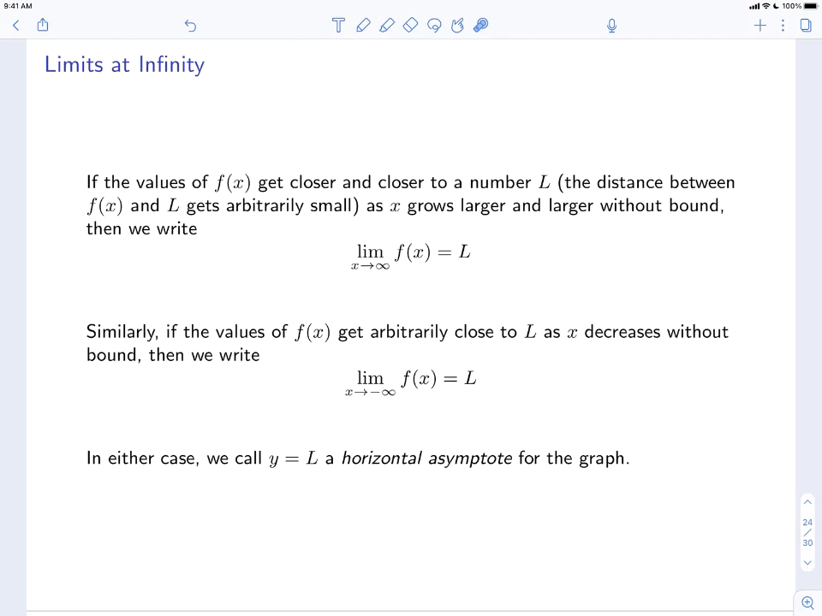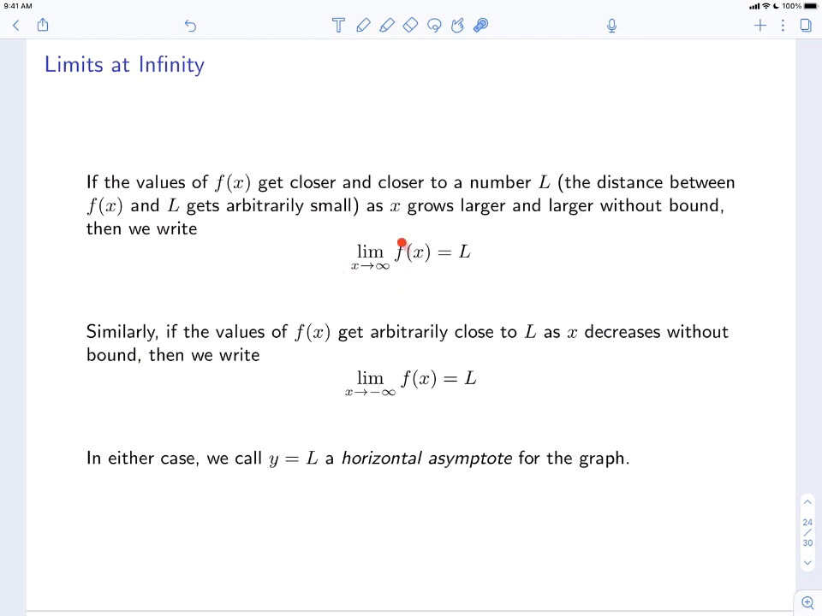Now this doesn't mean that f at x actually takes on the value of L. It might, but it doesn't need to. It just means that the distance between f at x and L gets arbitrarily small as x grows larger and larger. Similarly, if the values of f at x get arbitrarily close to L as x decreases without bound, then we write that the limit as x goes to negative infinity of f at x equals L. In either case, we call y equals L a horizontal asymptote.